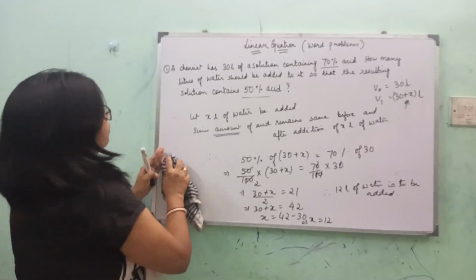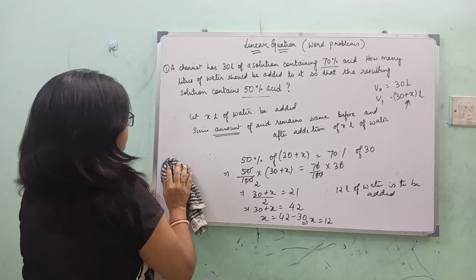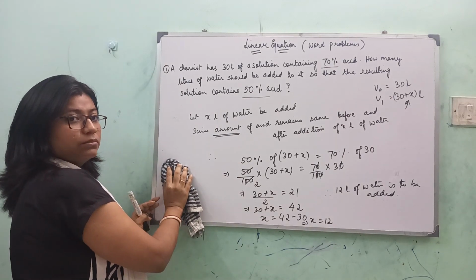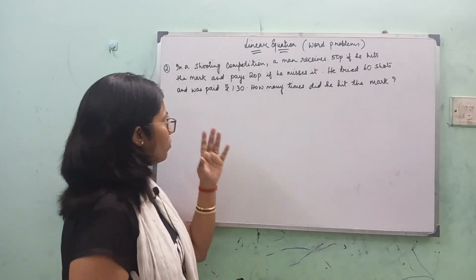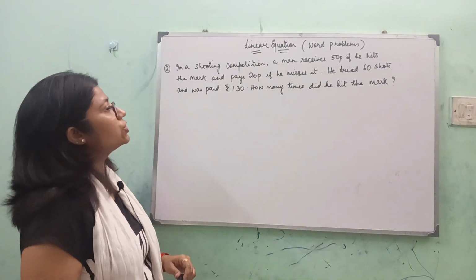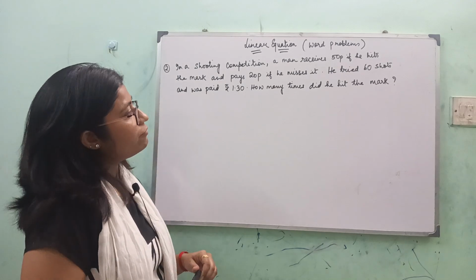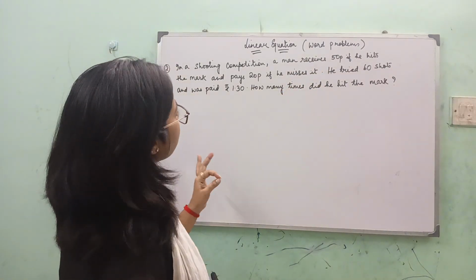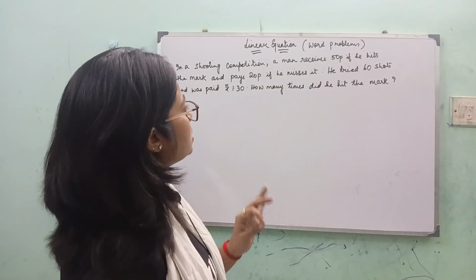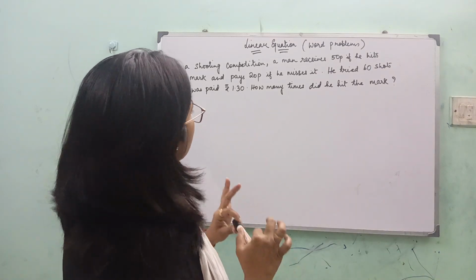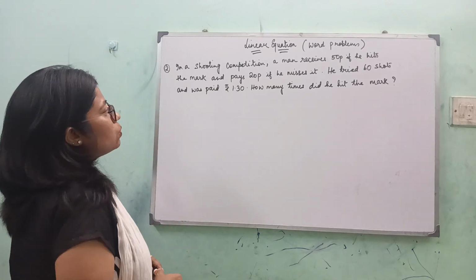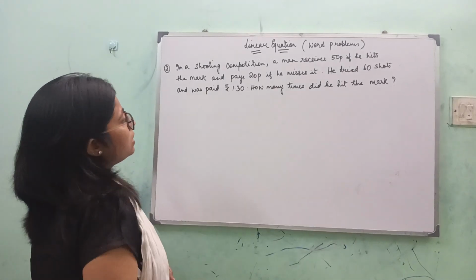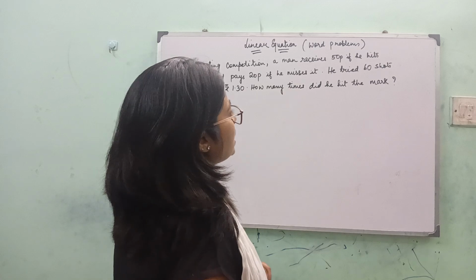So we will now move on to the second problem. Starting with the second sum. In a shooting competition, a man receives 50 paise if he hits the mark and pays 20 paise if he misses it. He tried 60 shots and was paid rupees 1.30, 1 rupee 30 paise. How many times did he hit the mark?